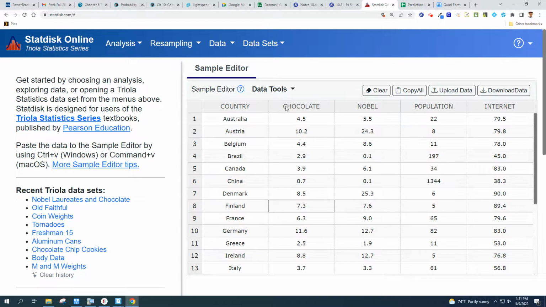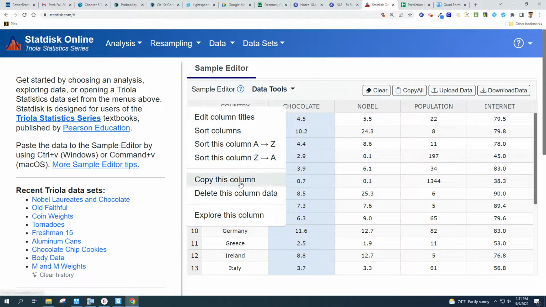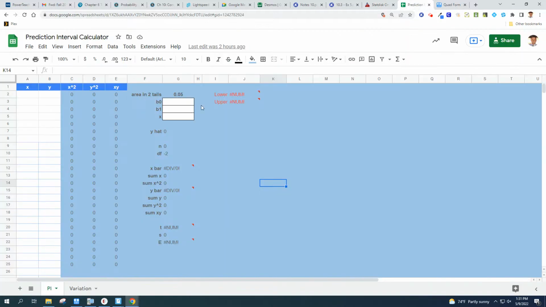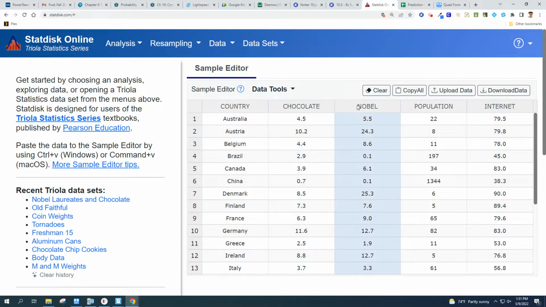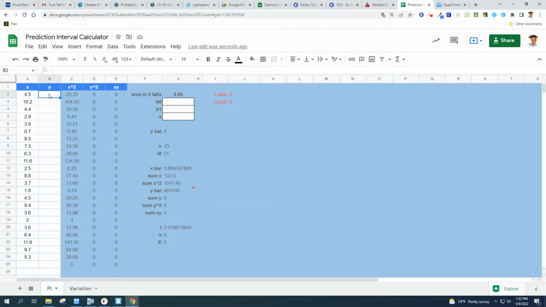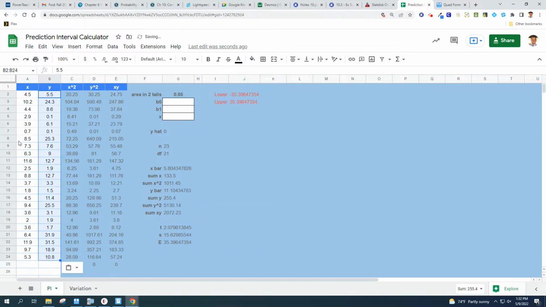So I'm going to click right here, right click, copy, and then I'll go here to cell A2 and I can paste those in. I'm going to do the same thing for Nobel, right click, copy, go here. That way I didn't have to type them all in. Most of the formulas are already built in. You've got your x squared, your y squared, your x times y. We need to enter in these numbers.